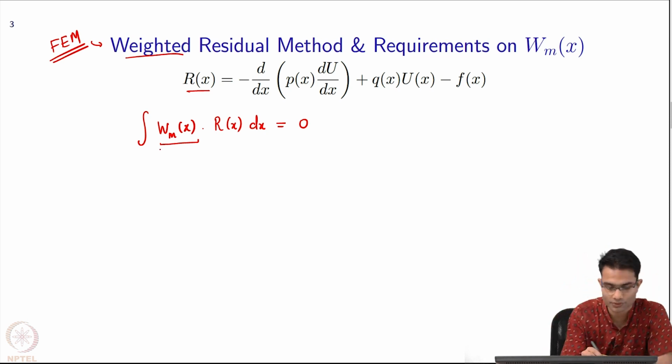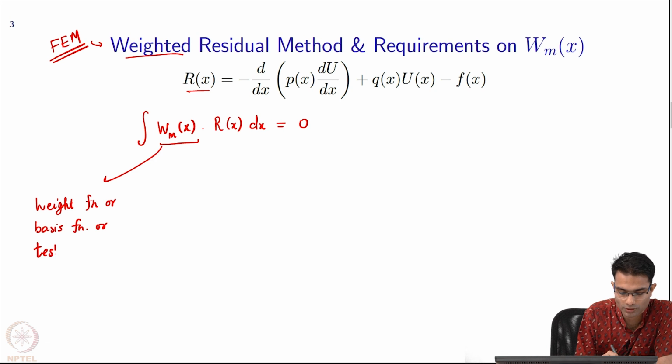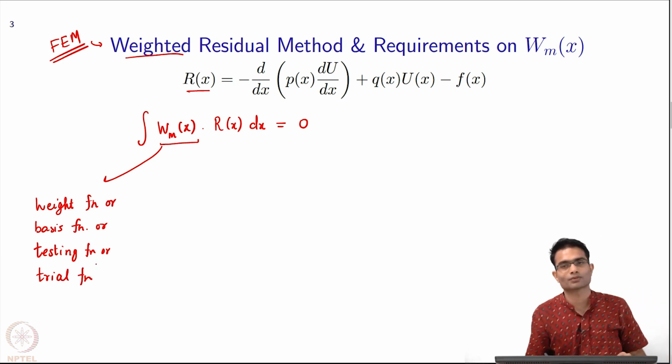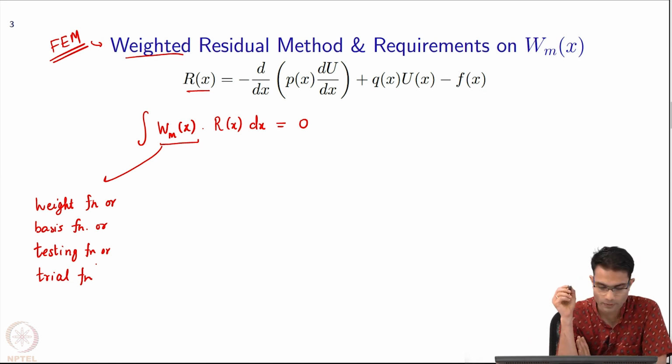So W, this is your weight function or basis function or testing function. These are all the different words used for it. Another word is, you will find trial function. Everyone comes up with their own word for it, okay. They all mean the same thing, okay.